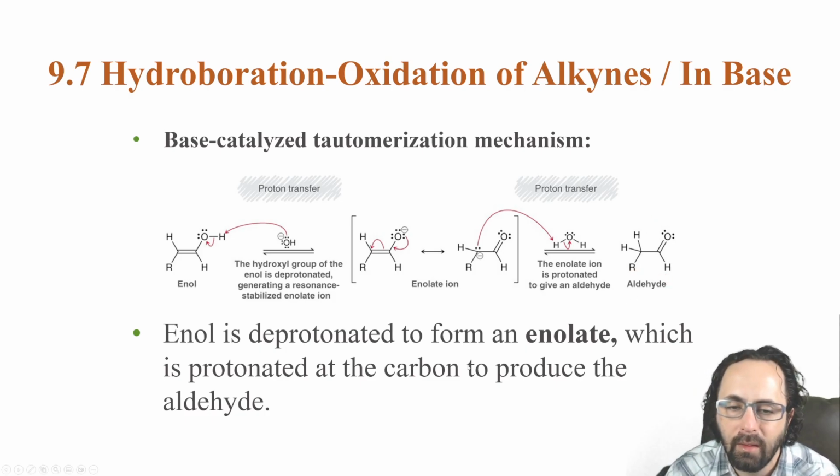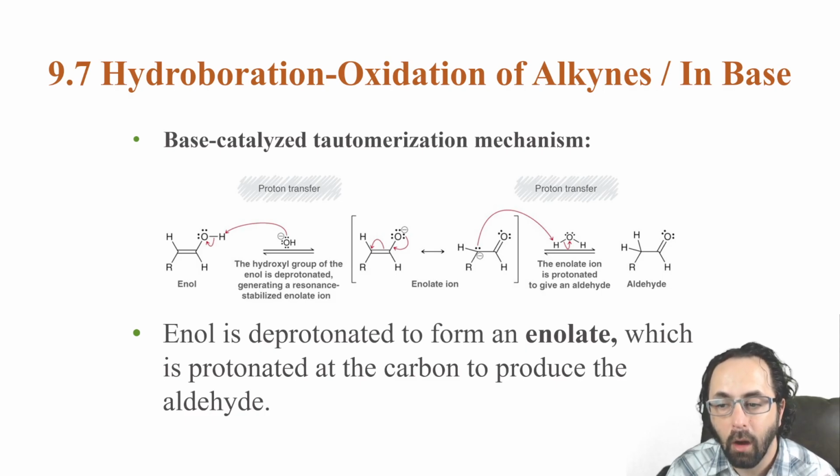So this keto-enol tautomerism can be both acid and base catalyzed here, and you'll get either way a carbonyl product. So one thing to remember is that when you're hydrating an alkyne, you're going to produce an enol, which will then undergo a tautomerism to produce a carbonyl. You have to keep that in mind. The product of these hydrations of alkynes are in fact carbonyls, aldehydes, or ketones, and not alcohols.